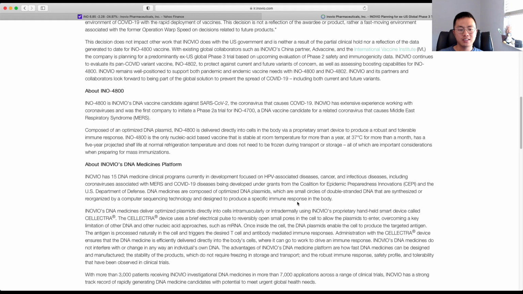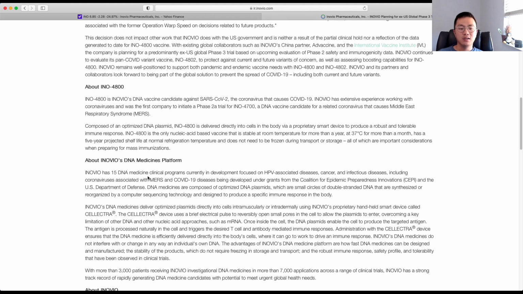So, as you can see, this company has a wide array of products in the clinical pipeline, and for that reason, don't think so much about the INO 4800 vaccine being the main significant driver of this. Yes, we know we are in a COVID-19 outbreak right now, but looking long term, this company is going to have multiple COVID-19 related vaccines, and we know COVID's not going to go away.